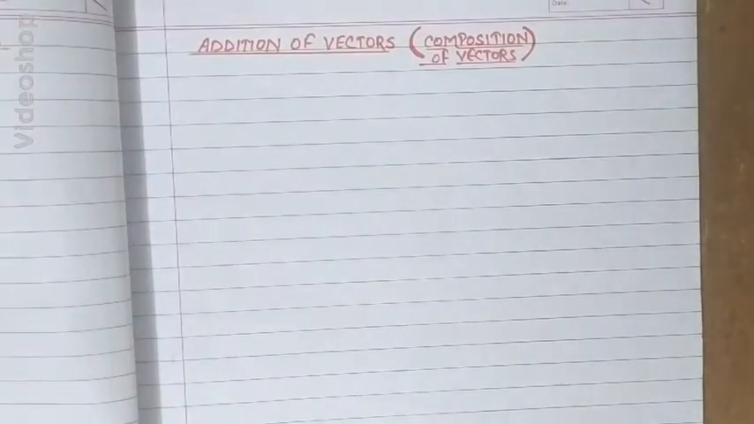Hello students, this video is about addition of vectors, or we also call it composition of vectors. As we know that vectors are quantities having both magnitude as well as direction, so we can't add them by using ordinary rules of algebra. Normal laws of algebra are not valid for vector addition, so these vectors have to be added geometrically, and for this purpose we have different laws of vector addition.